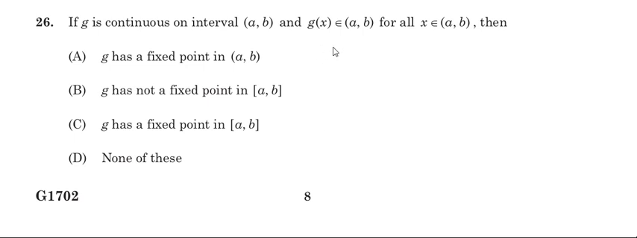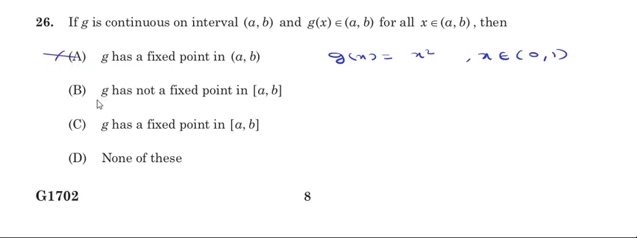So for this we will consider a function satisfying the given conditions. So let us take g of x equal to x square, and we will take x belongs to the open interval (0, 1). So suppose if we take any point between 0 and 1, then g will not have a fixed point, so therefore option A is wrong.